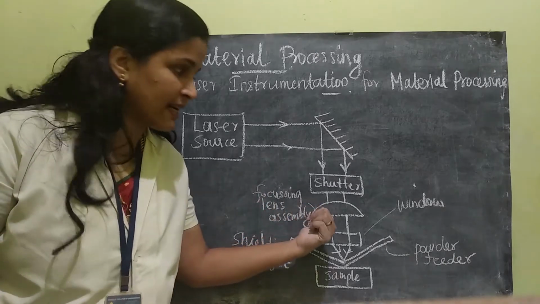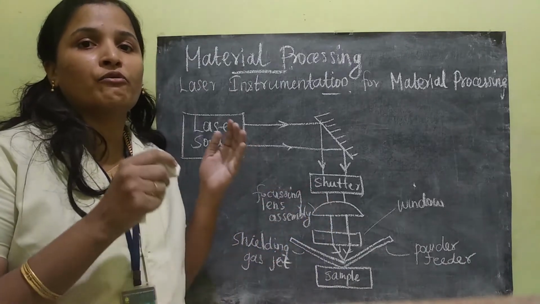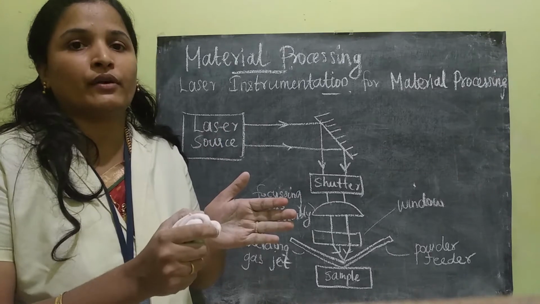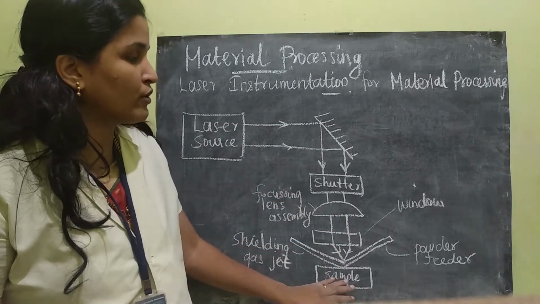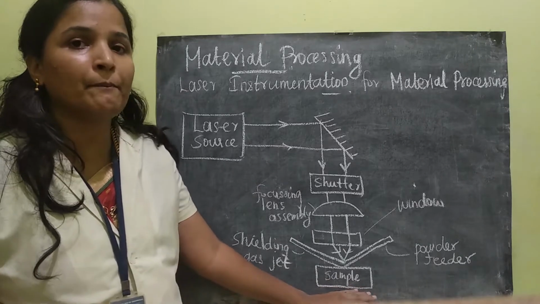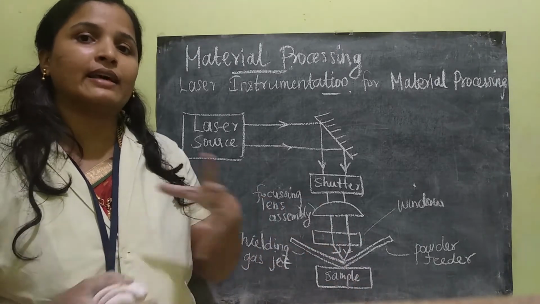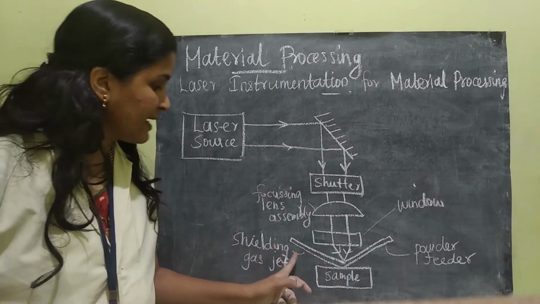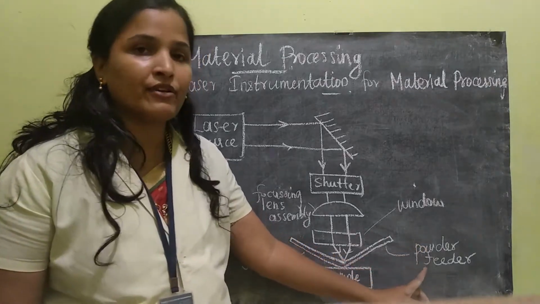This lens assembly is used to focus or collimate the beam. Next it is allowed to fall on the sample. Sample means the workpiece where the welding has to be done. Look at this: we have two components. One is the shielding gas jet. Another one is the powder feeder.